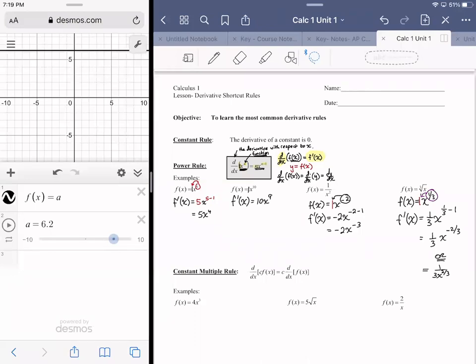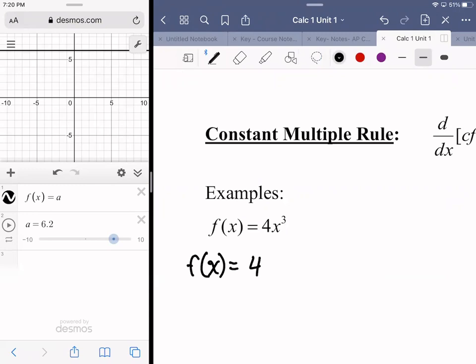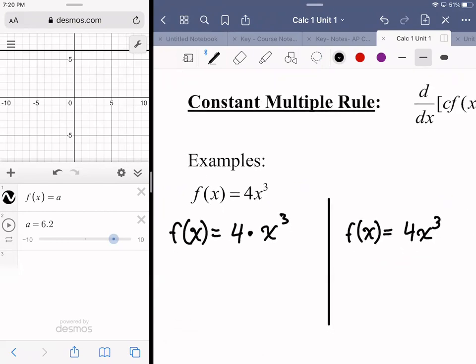Right? What this tells us is that we can hang on to the coefficient, take the derivative of the parent function, and then bring the coefficient back in later on. So I'm going to show you 2 ways to handle this one. So we could look at this as f of x is equal to 4 times x cubed. And then we could look at this as f of x is equal to 4x cubed. And you're like, okay, that's exactly the same thing. What are you going with here?